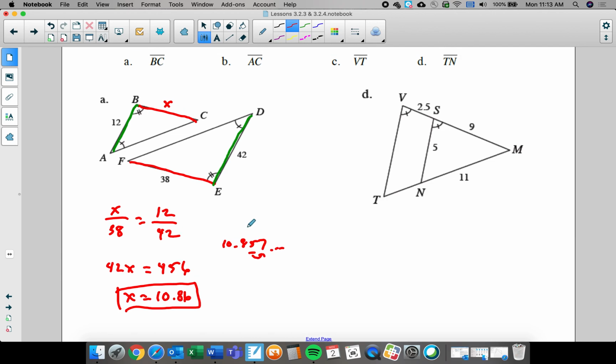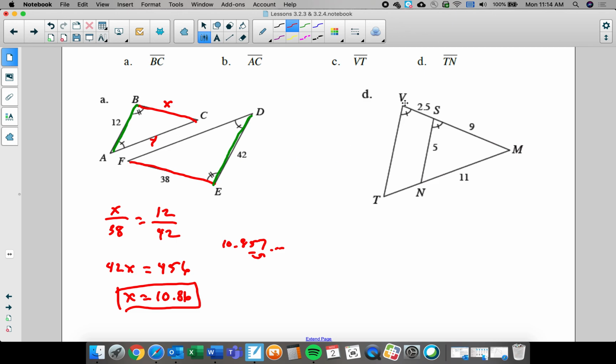Then, in part B here, they ask you to find AC. Let's say that I put a Y right there. Unfortunately, we're not going to be able to find the length of AC because I don't have a corresponding side to go with it in order to set up a ratio and use a zoom factor. Since I don't have that, unfortunately, we cannot find it.